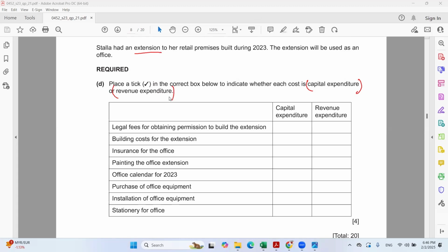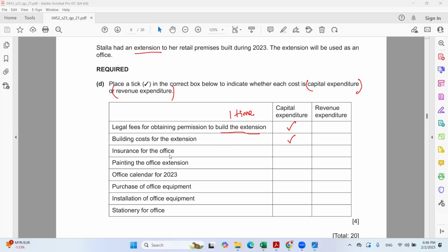Revenue expenditure refers to the day-to-day expenses that you pay for. Legal fee to obtain permission to build: this is a one-time cost incurred when you need to build the extension. This type of cost, incurred only one time, is capital expenditure. Building costs for the extension: you build, you need the money, so these are capital expenses.